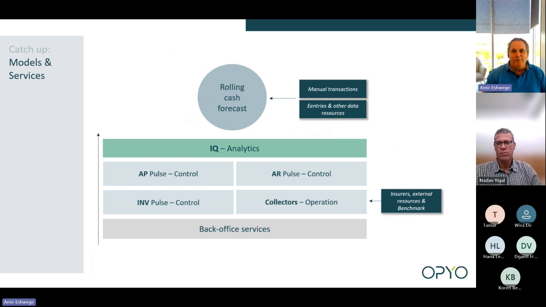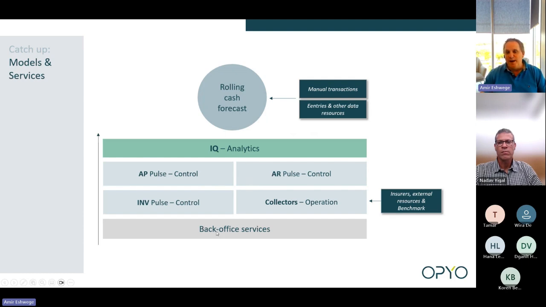When we talk about OPYO, we have three different working areas. The main area is what we call the control area, where we have different modules for the AP, the AR, and the inventories. We also have a solution for the collectors. That means daily activities of collectors can be managed in OPYO. That's a solution that some of our customers select to use, in addition to the control environment. This is what we call the managerial area of OPYO.